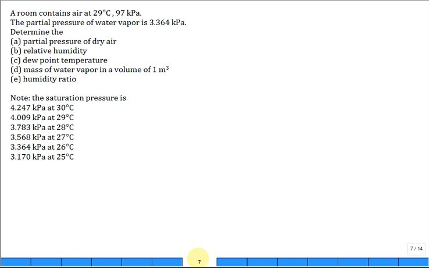Did we solve this problem? I know I solved a similar problem. Let's go through it then. A room contains air at 29 degrees C, 97 kilopascal. The partial pressure of the water vapor is given. So we know the temperature, dry bulb, 29 degrees C. The total pressure, 97 kilopascal. And the vapor pressure is 3.364 kPa. Determine the partial pressure of the dry air.